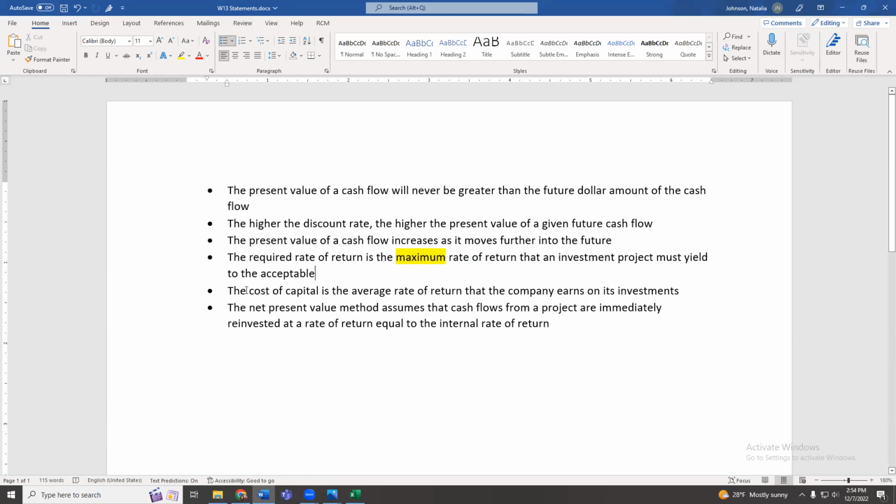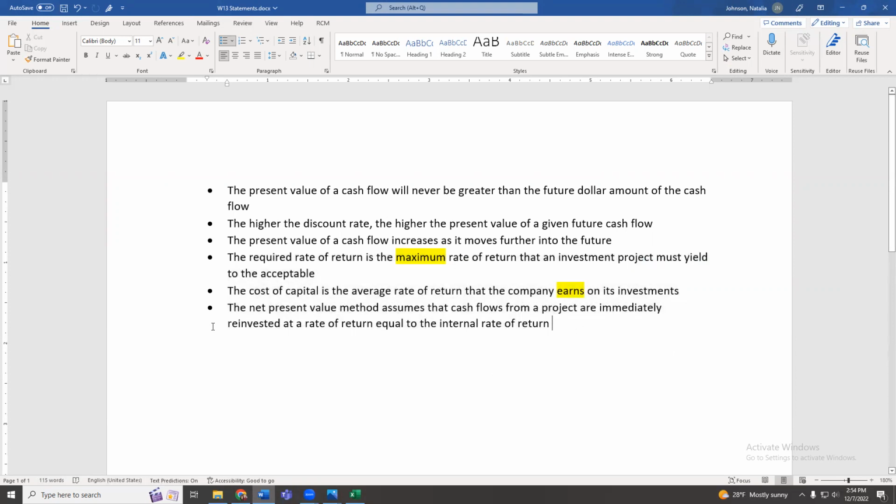And then the fifth one, the cost of capital is the average rate of return that the company earns on its investments. The keyword right here is earns. It actually pays. So cost of capital is what the company pays on its investment. So you guys can remember and memorize these last three statements.